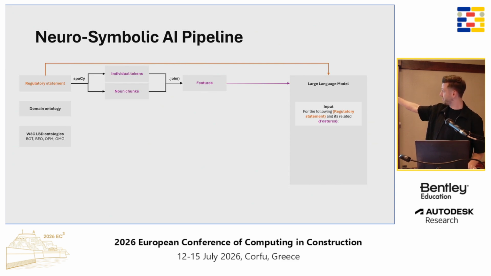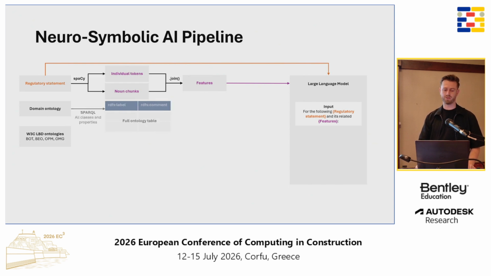Then we have ontologies. So we use a domain ontology, which is, in this case, a fire safety ontology, because we're doing fire safety regulations. And we have a couple of W3C Linked Building Data ontologies, just, let's say, the core ones, so BOT and BEO, etc.